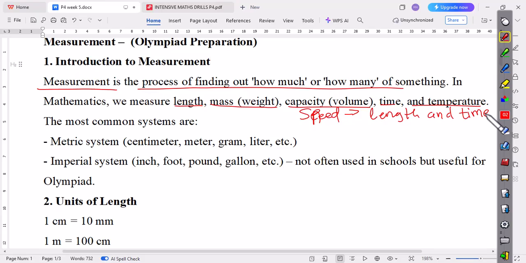And even volume is the combination of length. So what does it mean? We will learn about these measures one by one. We start from the common one, that is length. Here we have the units of length.